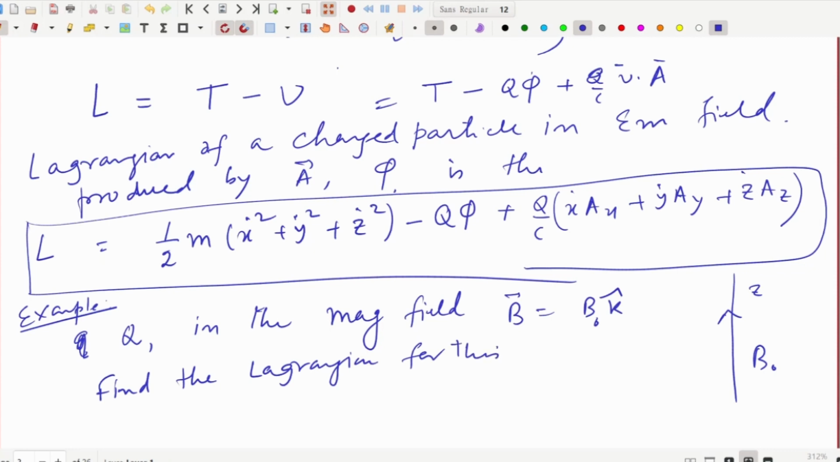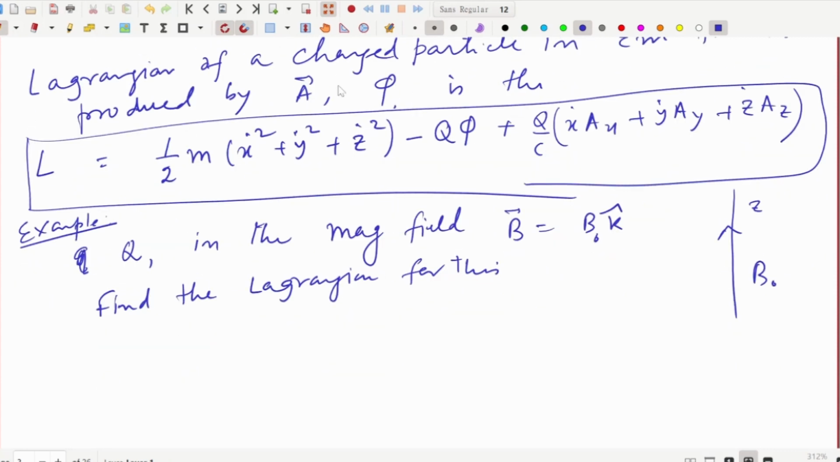Okay, this is a constant magnetic field, there is no electric field. So we first can conclude that phi equal to 0, and we have to obtain the vector potential A such that B equal to curl of A. So B0 k will be curl of A, so you have to find it.